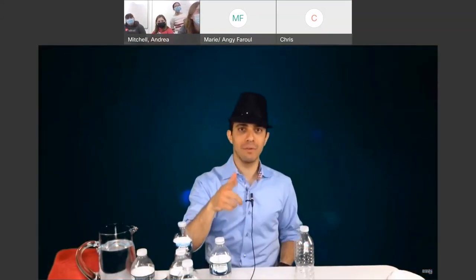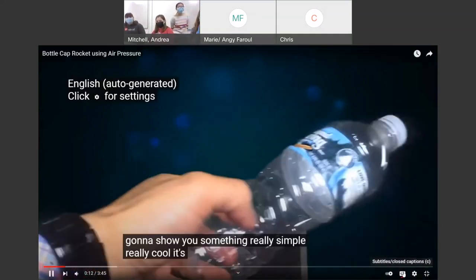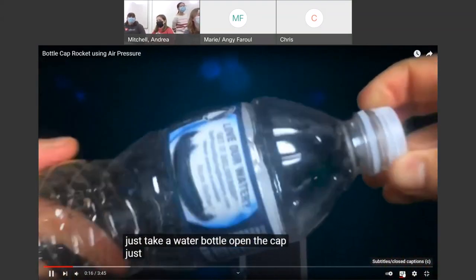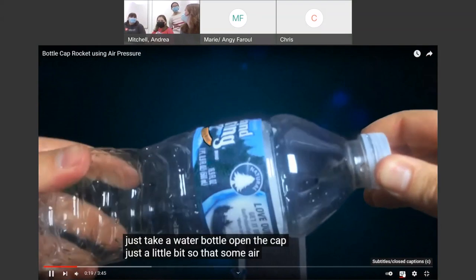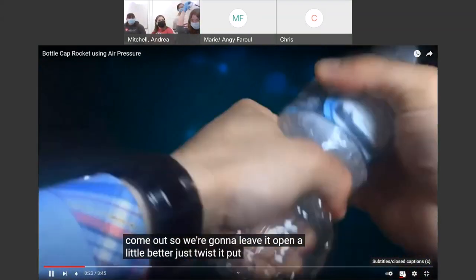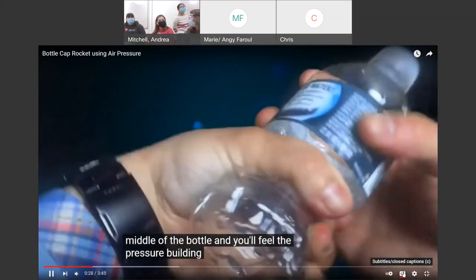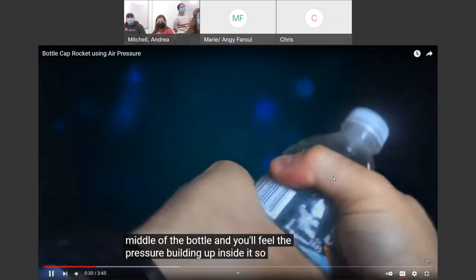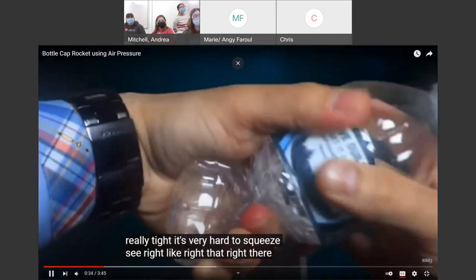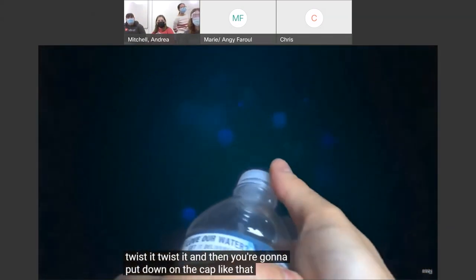Hey, welcome back, everybody. Today I'm going to show you something really simple, really cool. Just take a water bottle, open the cap just a little bit so that some air can come out. So we're going to leave it open a little. Then just twist it from the middle of the bottle and you'll feel the pressure building up inside it. It's really tight, very hard to squeeze. See right there? Twist it, and then you're going to flick down on the cap like that, watch.